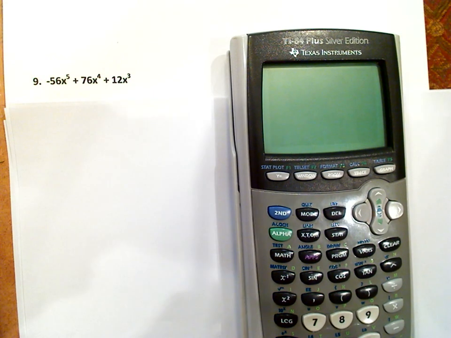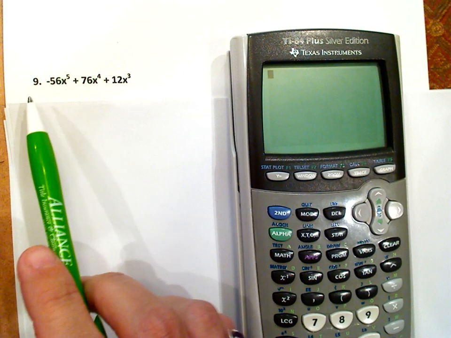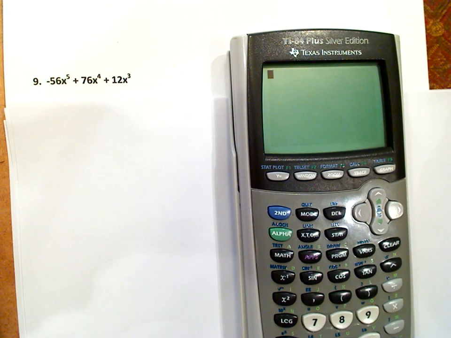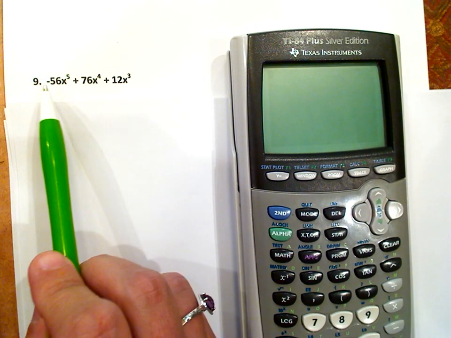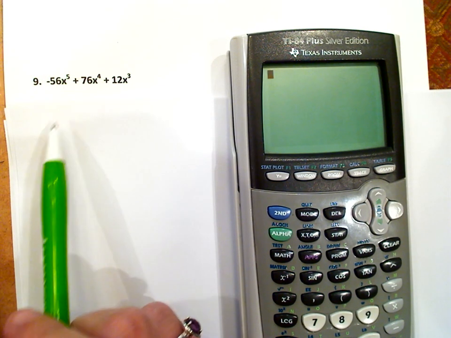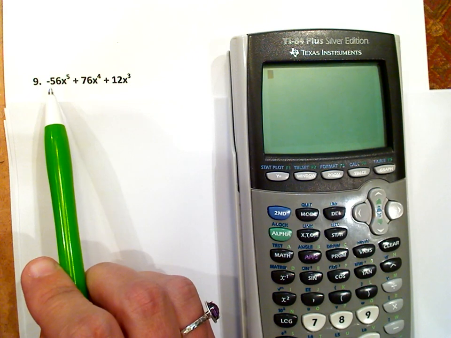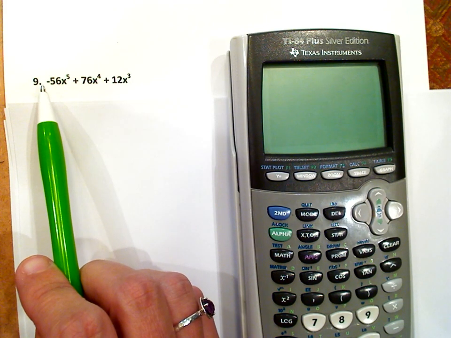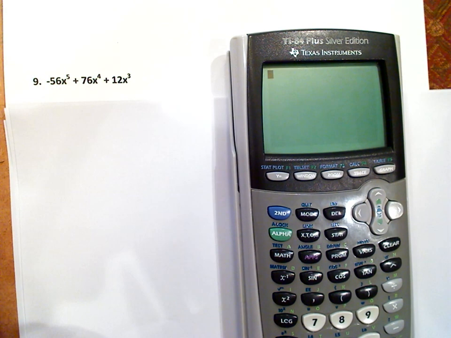Number 9. Negative 56x to the 5th plus 76x to the 4th plus 12x cubed. Since the leading coefficient is negative, your GCF is going to have to be negative. And 4 goes into all three of those numbers.